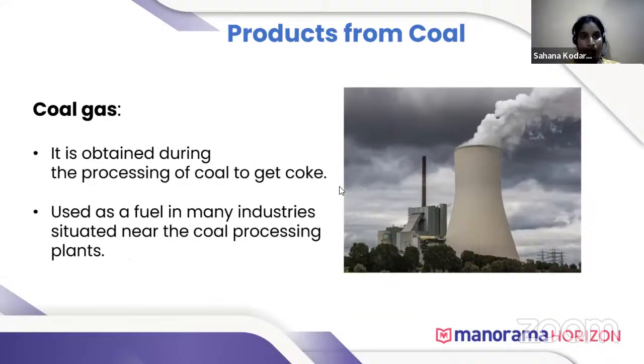Next comes coal gas. Coal gas is obtained during the processing of coal to get coke. During the process of formation of coke from coal, this coal gas is obtained. You can see the coal gas here, in this industry, during the production of coke. This coal gas is mainly used as fuel in many industries which are situated near the coal processing plant.